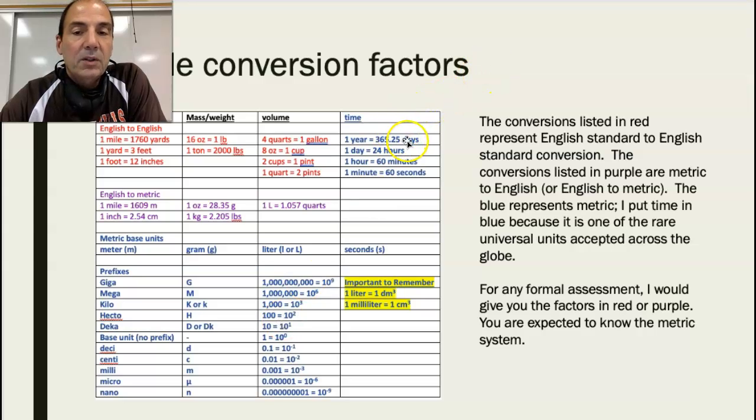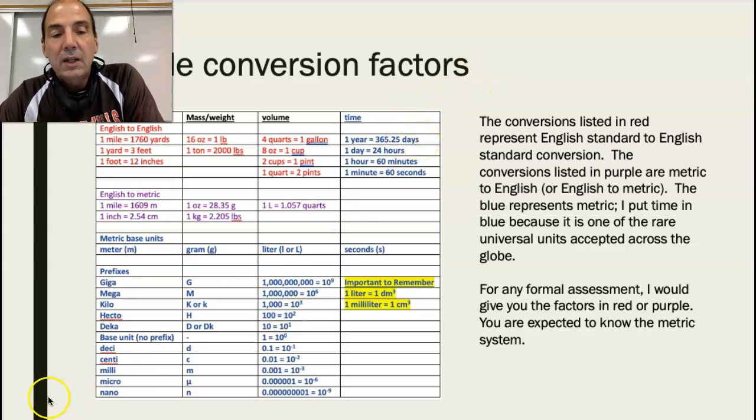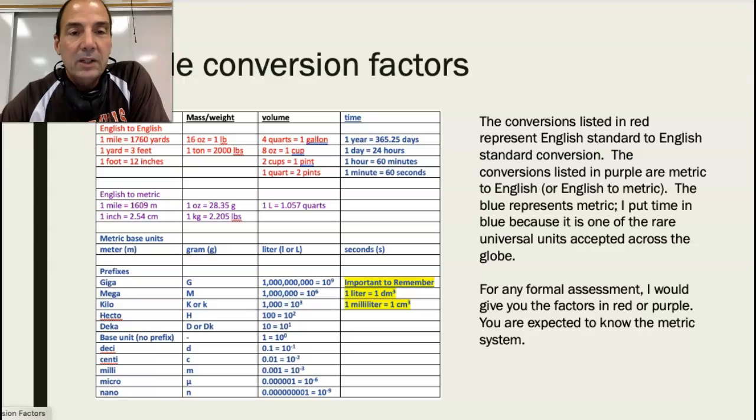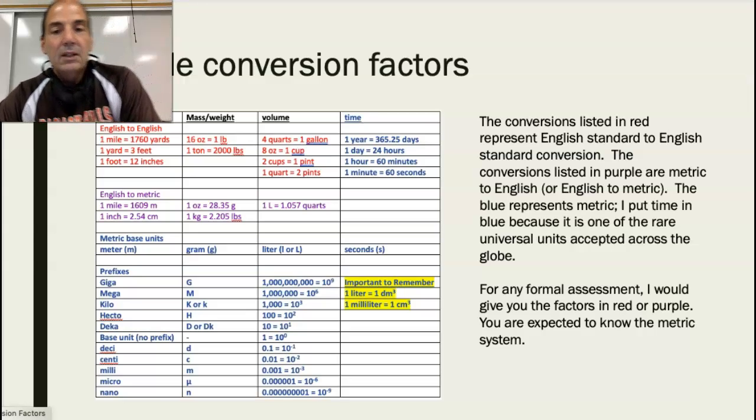Now, as far as a year is 365.25 days, that's me being a technical science guy because of leap years and stuff like that. But technically, the decimal is different than just 0.25, but it's close enough.